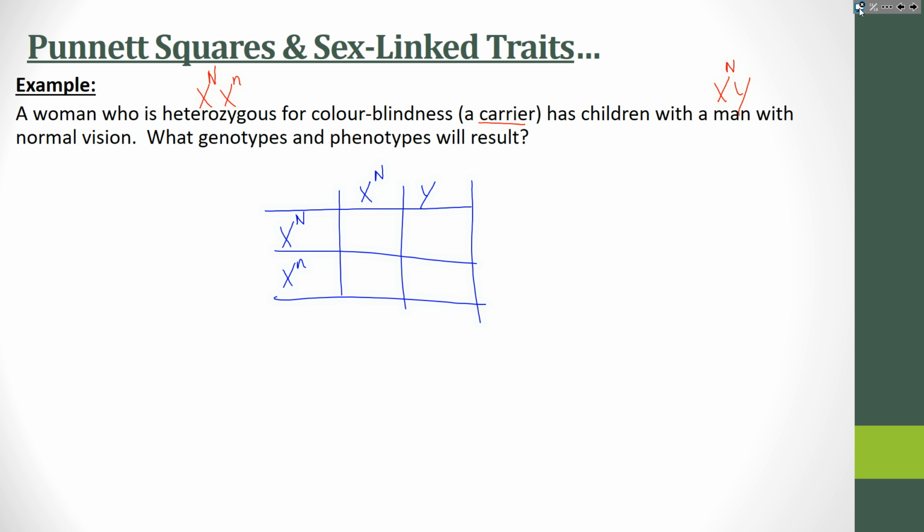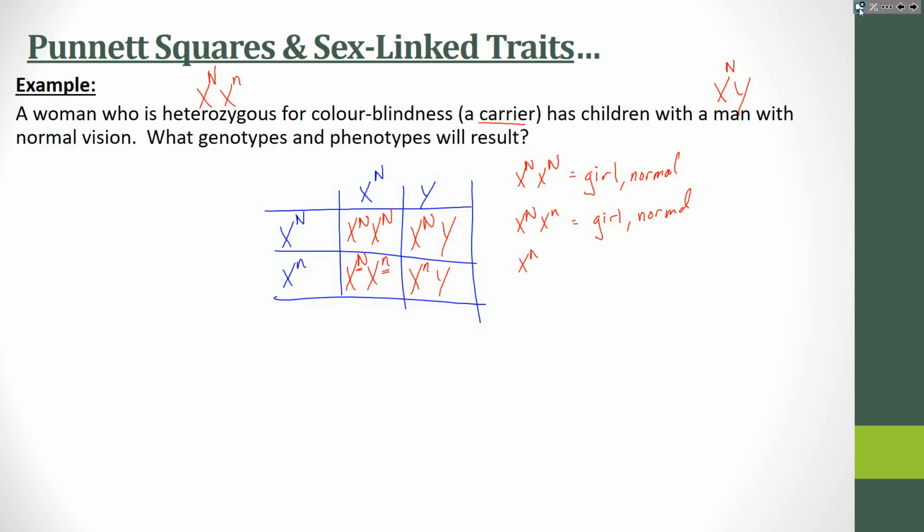So X big N, X big N. X big N, Y. X big N, X little n. And X little n, Y. So now let's talk about the genotypes and phenotypes. We get X big N, X big N. This is a girl, and she has normal vision. Then we also have X big N, X little n. This is also a girl, because it's two X chromosomes, but this girl is also normal. She's carrying the colorblind gene, but she's still normal because she has the dominant gene.